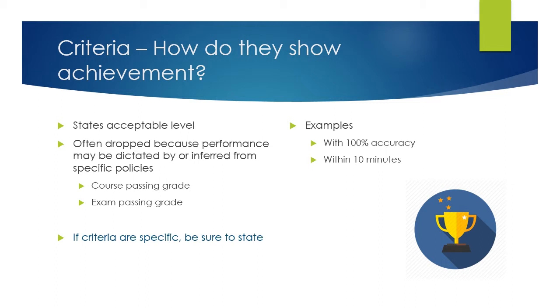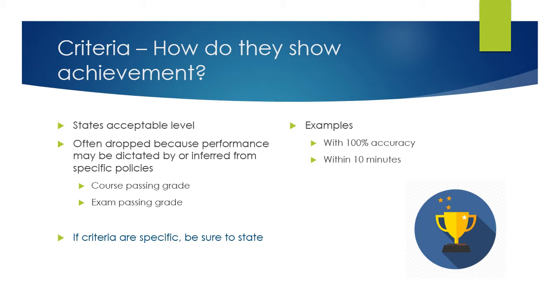The final part of our objective recipe is indicating the criteria, or how the learners show achievement of an objective you've set forth for them. The criteria states the acceptable level, and oftentimes we don't see this specifically listed in an objective because performance may be dictated by a different policy or procedure that's just understood, because you may have department-specific or course-specific guidelines that are stated in either your syllabus or student handbook.